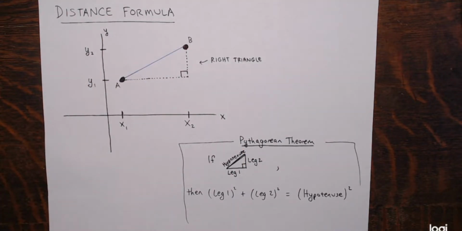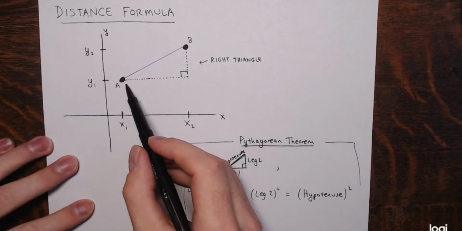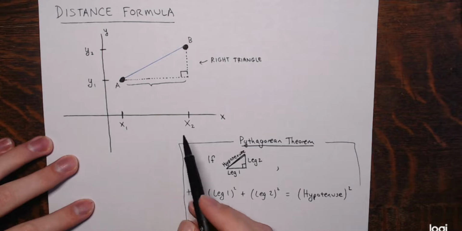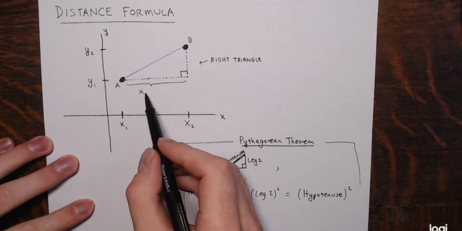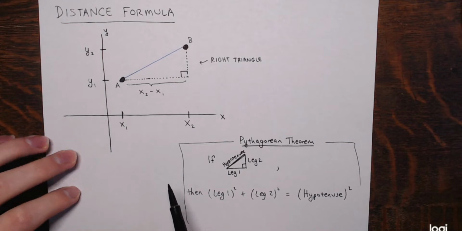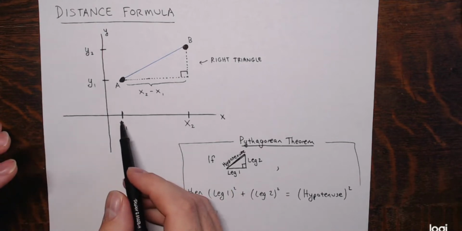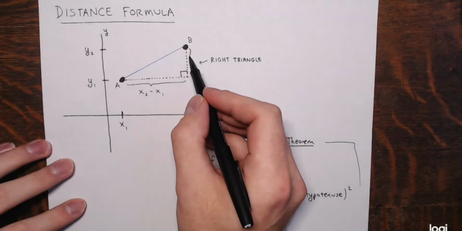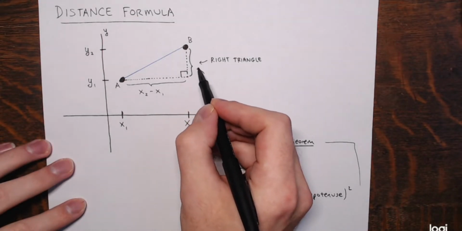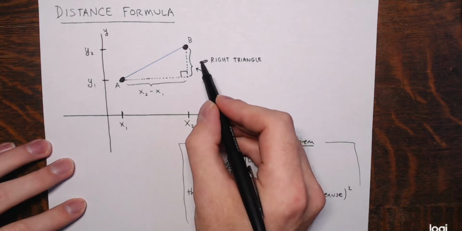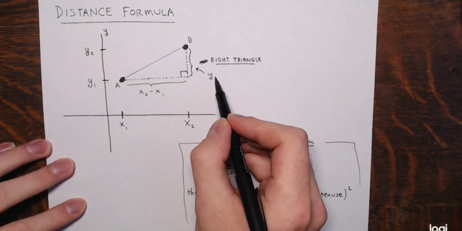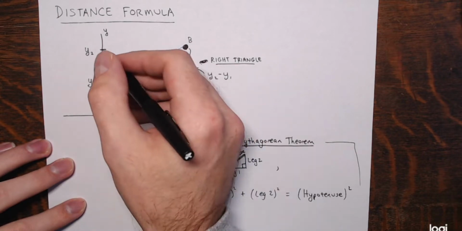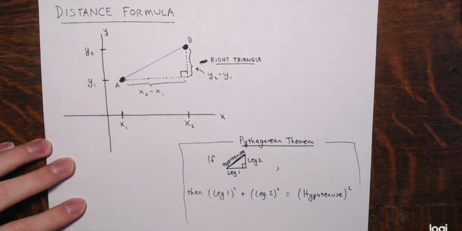Okay, so then the length of this horizontal leg is just x2 minus x1. It's large minus small if you want a positive length. Take the right value minus the left value for a positive length. And the length of the vertical leg is y2 minus y1. Again, on the y-axis, if you want a positive length, you do large minus small, top minus bottom, y2 minus y1.